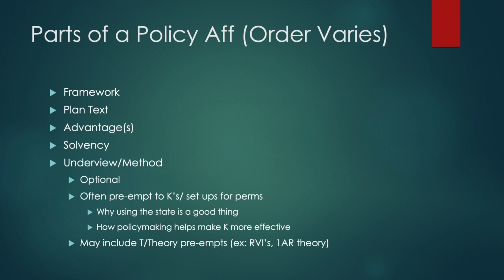Advantages, if there's multiple advantages, some people will put the plan text in the middle. I don't really understand what the strategic benefit of doing that is. I generally think that it's better to group the advantages and put them next to each other. Solvency, like I said, can be its own section, but is usually baked into the advantages themselves. So there's a lot of different ways that a policy AFF can look, but those are just my notes on the ordering question. Underview and method will be at the bottom most of the time.